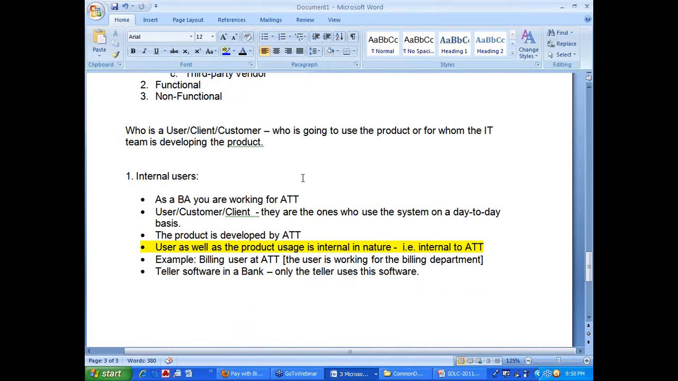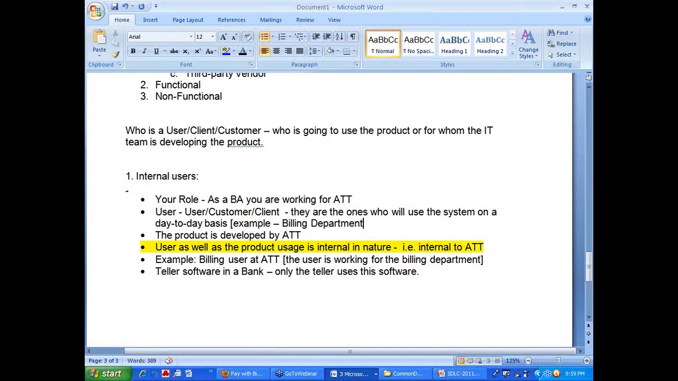So let's review this example. Let's say as a BA you are working for AT&T. Okay. So who is the user here? Your role is BA. Who is the user here? They are the ones who will use the system on a day-to-day basis. For example, let's say the billing department. Who develops the product? The product is developed by AT&T software engineers.